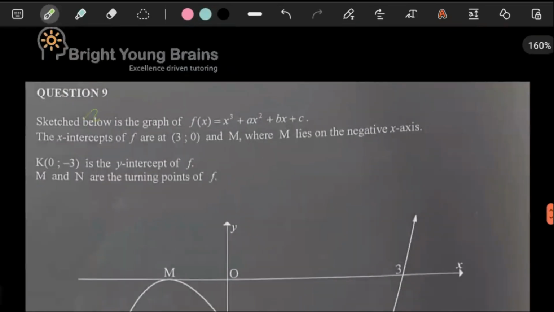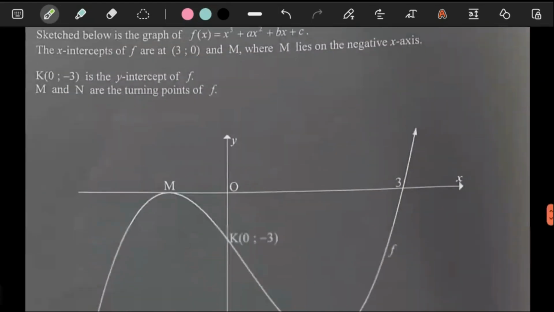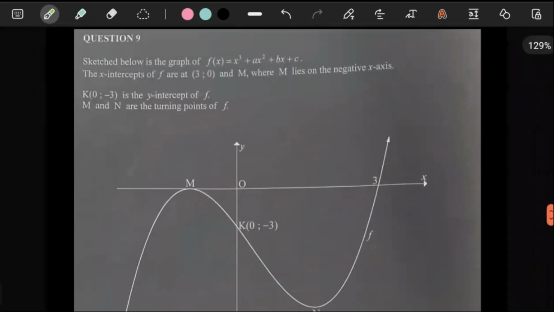Okay, let's see what it says. Question 9. Sketched below is the graph of f of x, right? Then they said here the x-intercepts of f are 3 and 0, and m. Okay, yeah. Then he says where m lies on the negative x-axis.